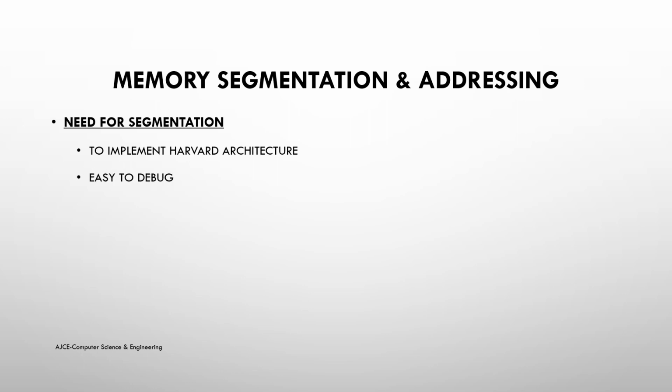Then the next point is that it is easy to debug. In order to easily debug, we separate the memory for data as well as program. Also, the same interfacing ICs can be used in 8086, because before 8086 there were many IC chips which supported 8085. The same interfacing ICs can be used in 8086 by implementing memory segmentation.